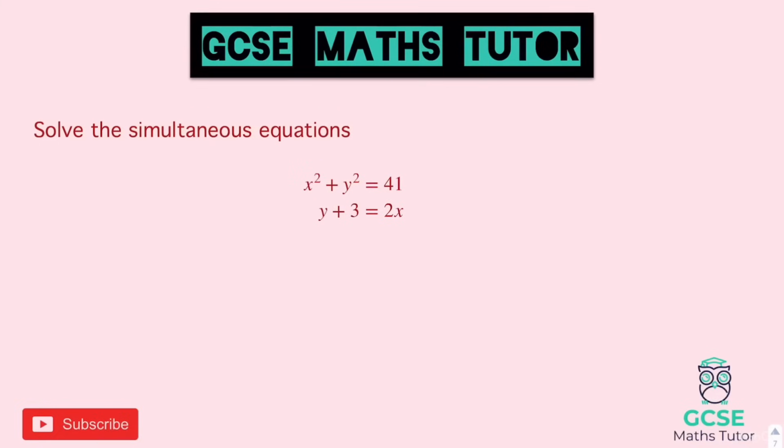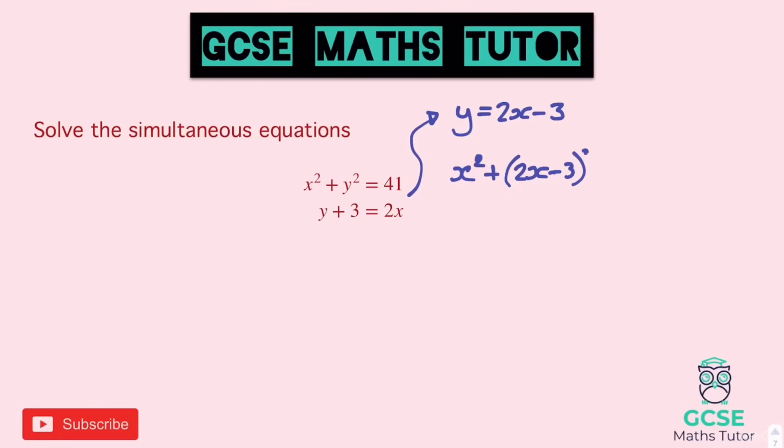Right, okay, so rearranging this first one, or this second one, sorry, I'm going to take away 3 from both sides. So if we do that, let's rearrange this. We get y equals 2x minus 3. And there we go, we can sub that into our first equation now. So if we sub that in, we're substituting it in place of the y, we will get x squared plus this 2x minus 3.